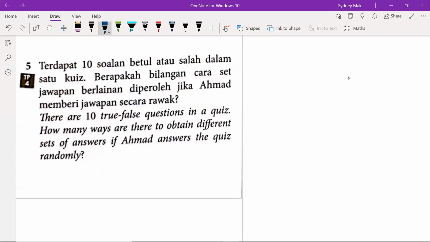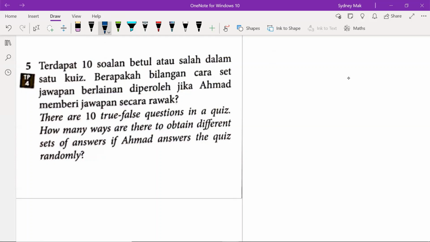Hi everyone, this is practice formative of chapter 4, permutation and combination, question number 5. Now there are 10 true-false questions in a quiz. How many ways are there to obtain different sets of answer if Ahmad answers the quiz randomly?